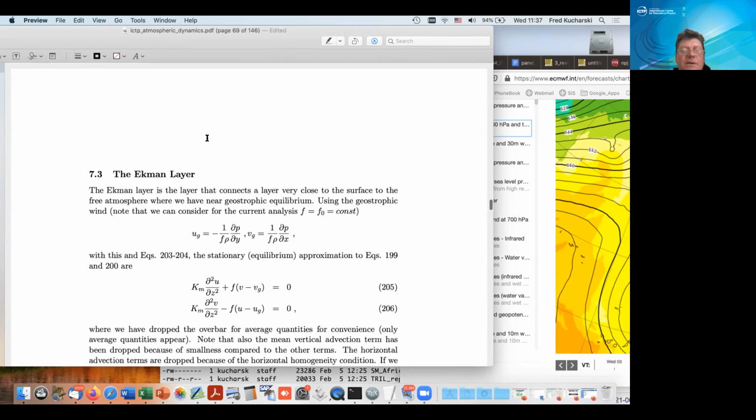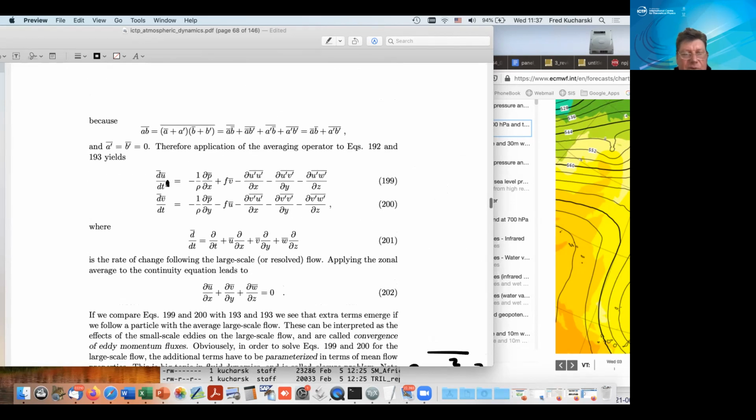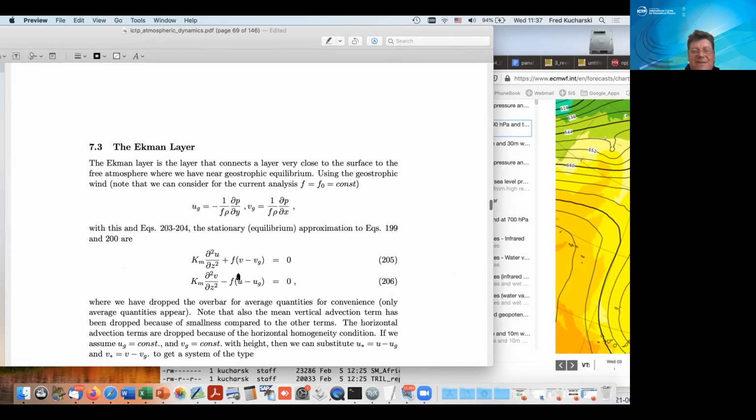But there are several more assumptions here, because in order to get this set of equations, we have also assumed that we are in a stationary state, horizontally homogeneous, so no horizontal changes of our mean quantities or our fluctuation quantities. And also we have assumed that the vertical advection term of the velocities is small compared to the other terms. So apart from our geostrophic equilibrium, the only term that is supposed to disturb it is this additional term.